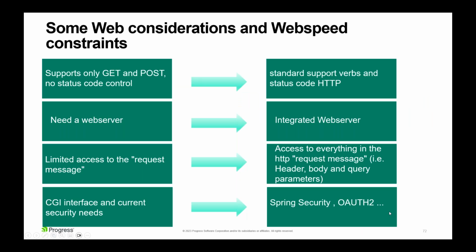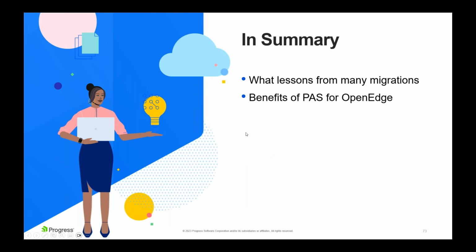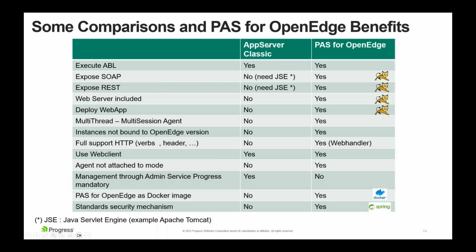So globally, with WebSpeed, everything is HTTP based. You can use the integrated web server of Apache Tomcat, manage everything you want to do with the web handlers, and add strong security aspects. So in summary, what did we learn during the years we implemented PASOE? With AppServer Classic, you had a lot of things not able to be supported. Everything is possible in PAS for OpenEdge for now.